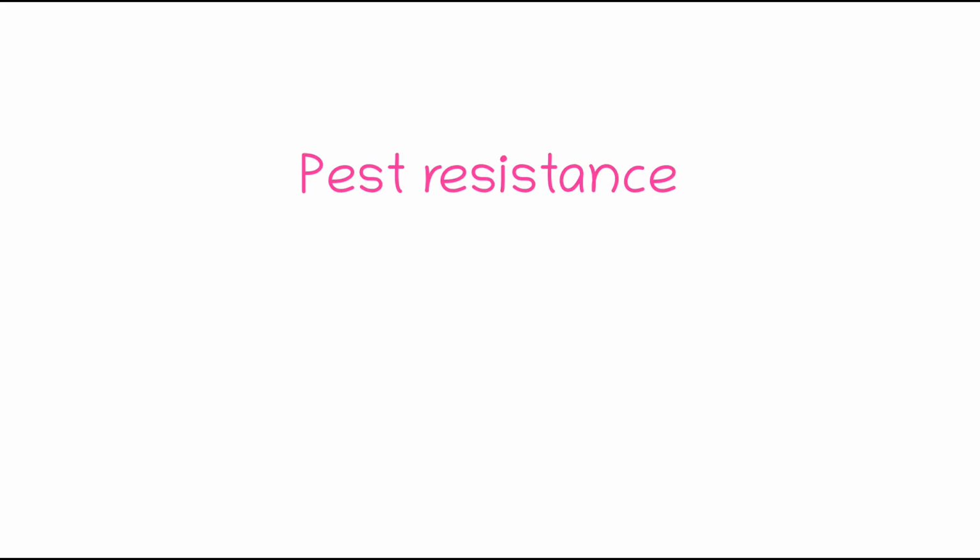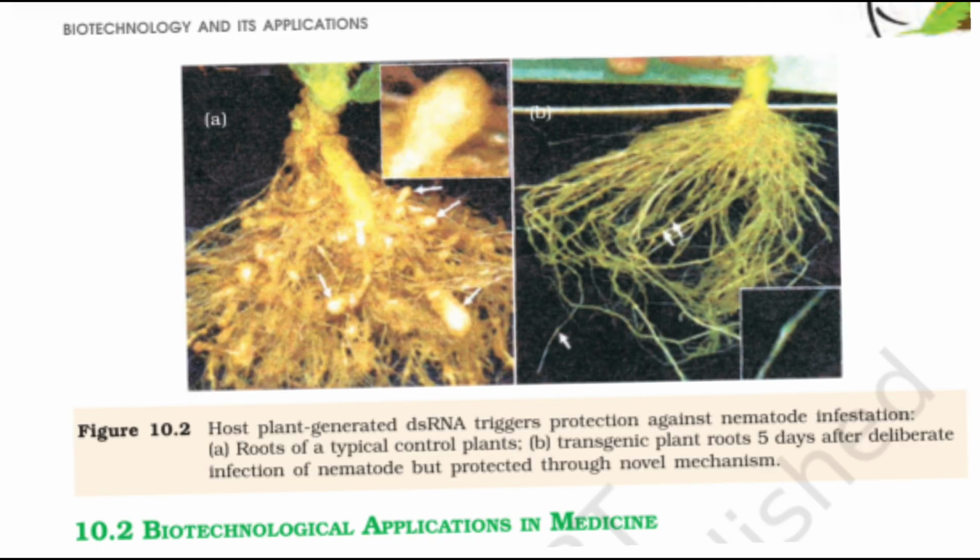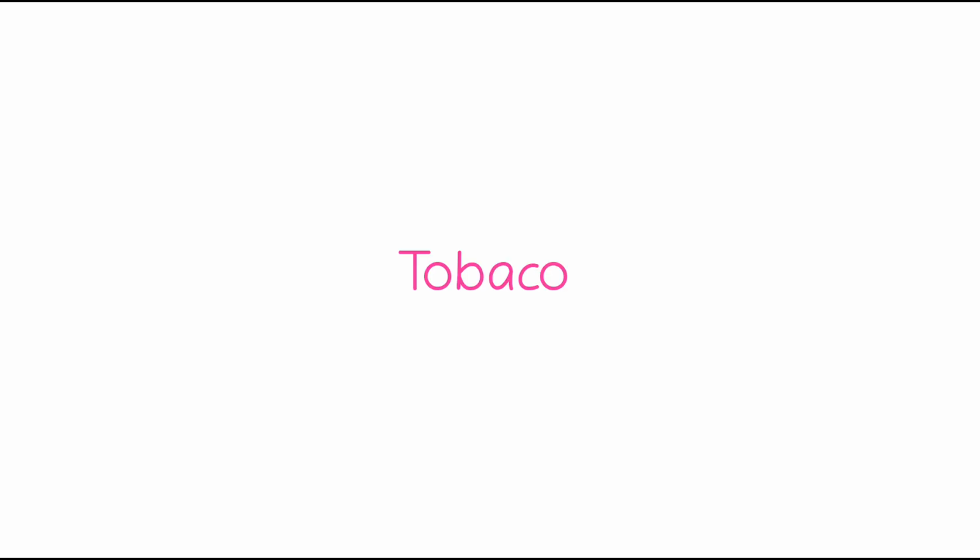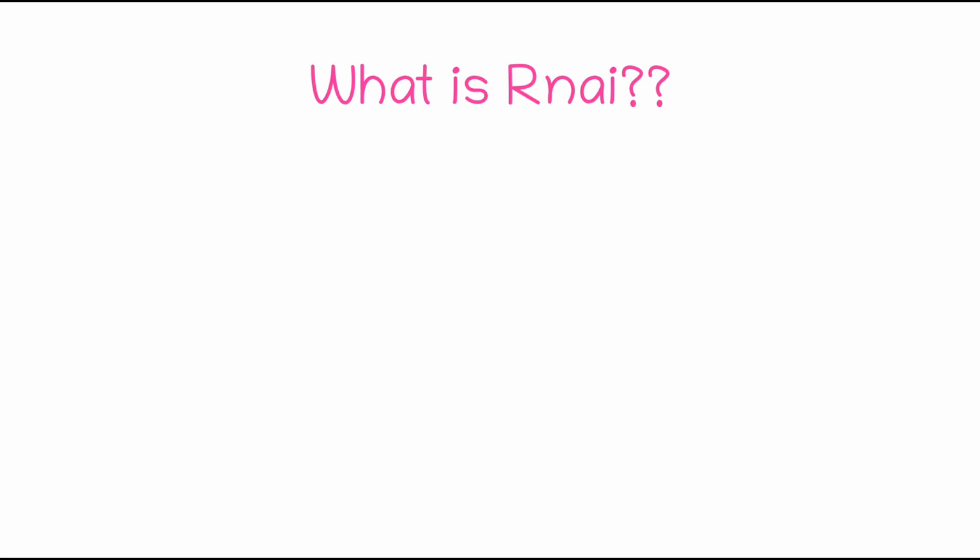Then pest resistant plants. Several nematodes parasitize a wide variety of plants and animals, including human beings. A nematode, Meloidogyne incognita, infects the roots of tobacco plants and causes a great reduction in the yield. A novel strategy was adopted to prevent this infestation, which was based on the process of RNA interference.